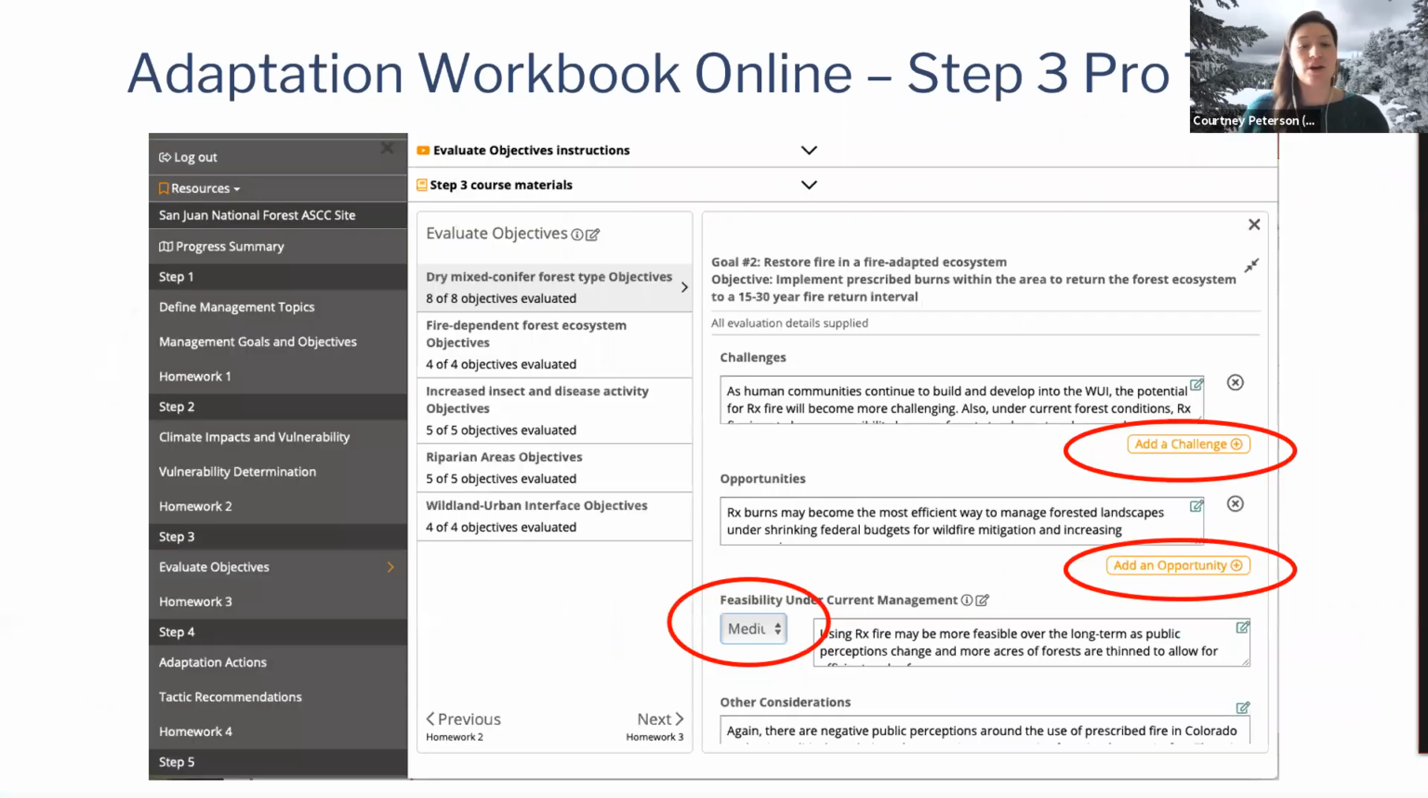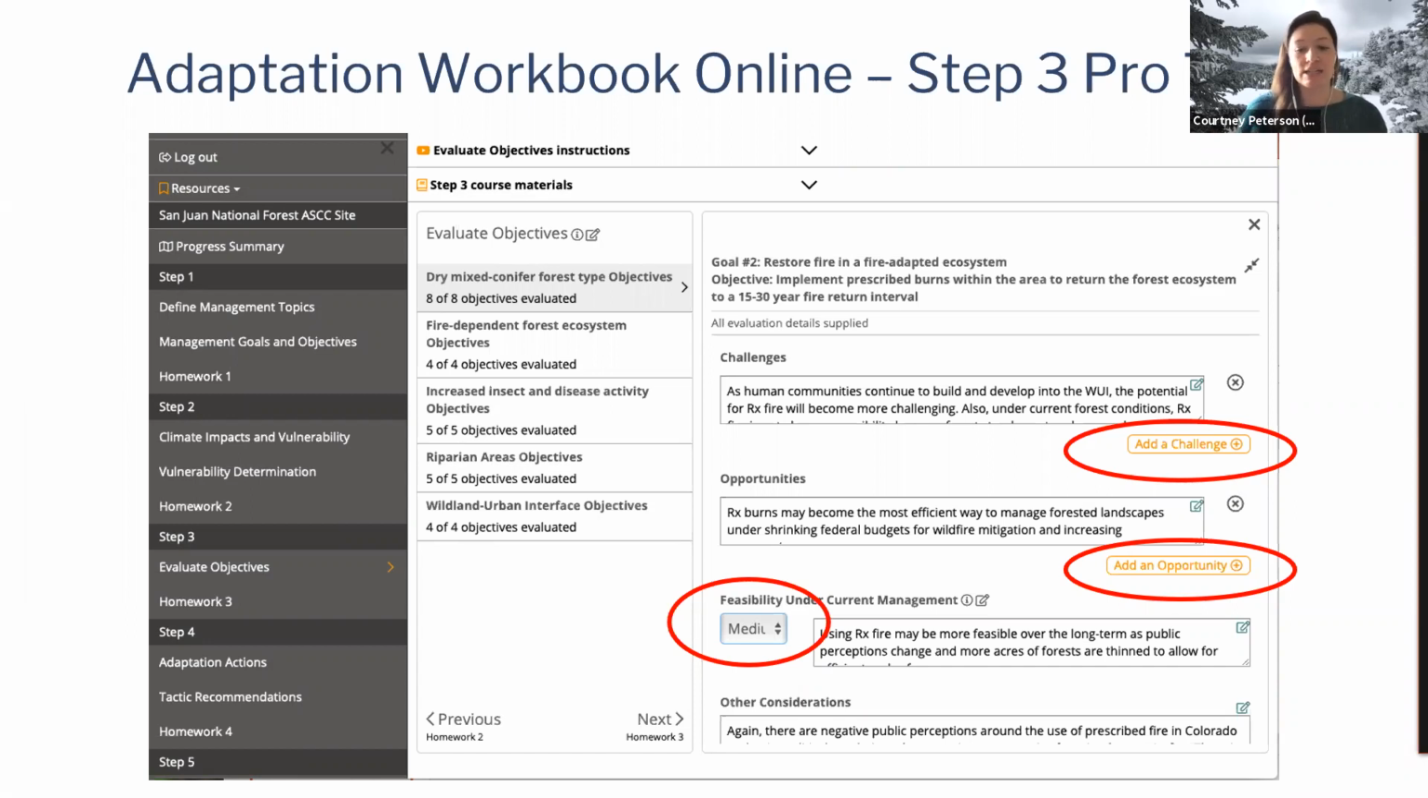And then you can also click on adding a challenge. When you're in the adaptation workbook, you'll see there are those orange, yellowish boxes, and that's again where you can input your information. So you can add challenges, you can add opportunities under each of your goals and objectives. And then you'll be able to rate that feasibility as either low, medium, or high. And next to that box, there's a space for you to provide your reasoning and rationale of why that feasibility is rated that way.